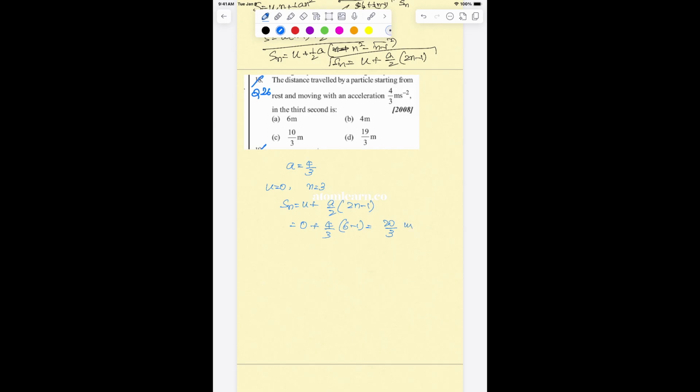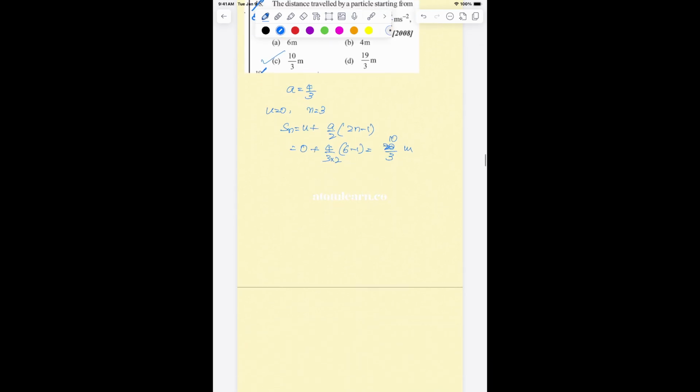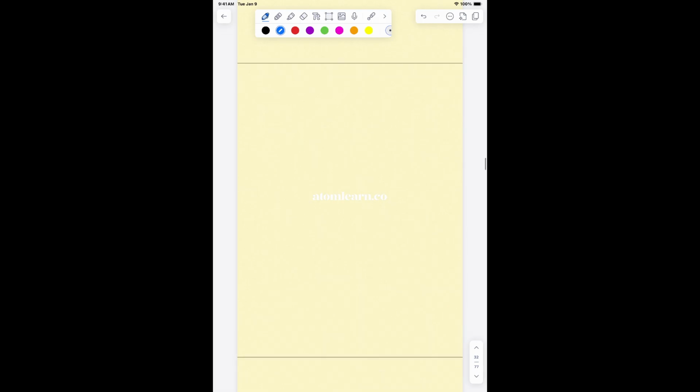Correct? No? A by 2. Therefore, this is 20 by 3 into 2. Therefore, 20 by 6 or 10 by 3. 10 by 3 meter is the answer. Okay. Now this is a practice of what we have done.